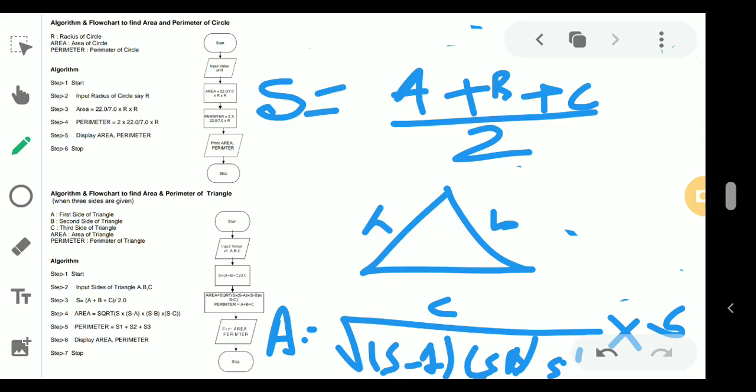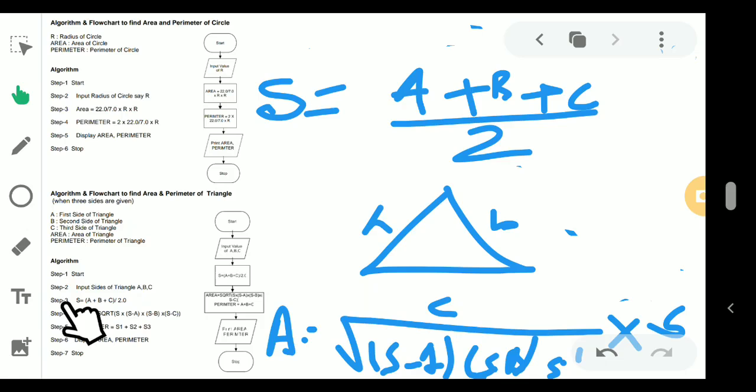Okay, so let's start with the algorithm. The first step is to write start. Step 2, input the sides of the triangle. Three sides are there, so three values we require: side A, side B and side C. Next we have to find the semi-perimeter S. S is the summation of A plus B plus C, all sides, divided by 2.